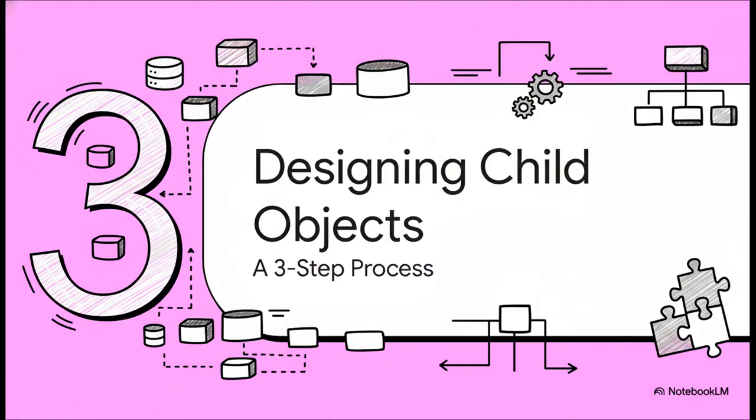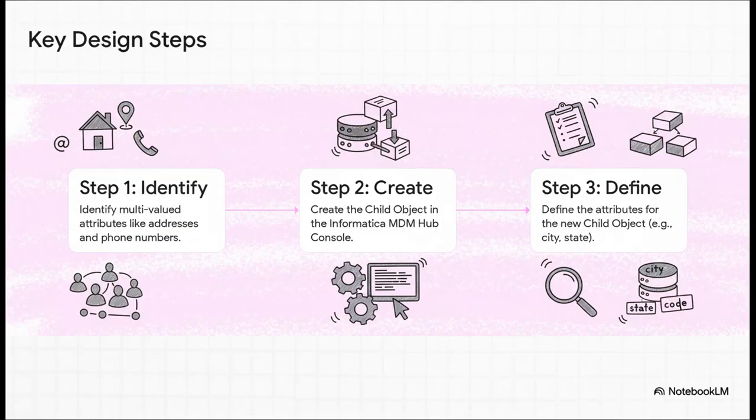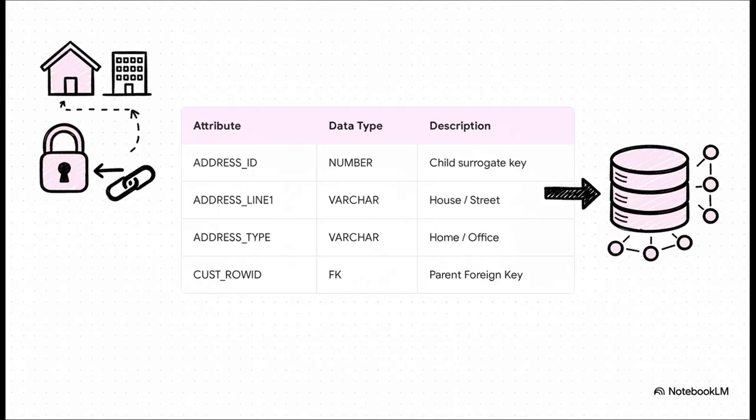Okay, so we know what they are and why we need them. Now let's get our hands dirty and talk about the practical side. How do you actually design one of these from the ground up? And you know what? It's a pretty straightforward 3-step process. First, you just look at your data and identify those repeating groups, the addresses, the emails, whatever they are. Second, you pop into the Hub Console and you physically create that child object, making sure to link it to its parent. And finally, step 3, you define all the columns, all the attributes that this child object is going to hold.